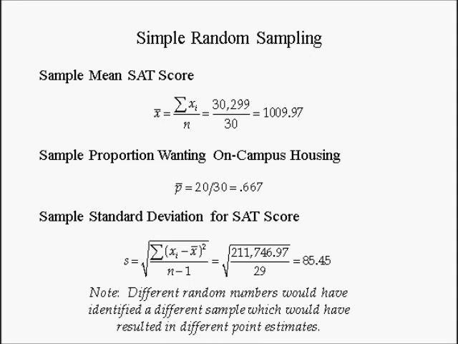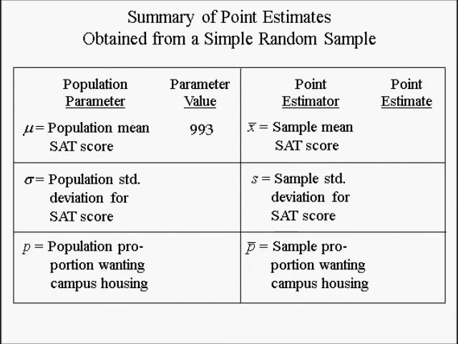Different random numbers would have identified a different sample, which would have resulted in different point estimates of the population mean, the population proportion, and the population standard deviation. The table below summarizes the difference between population parameters and sample statistics. The population mean is 993. The sample mean is a point estimator of the population mean. Plugging numbers into this procedure yields a point estimate of 1009.97.